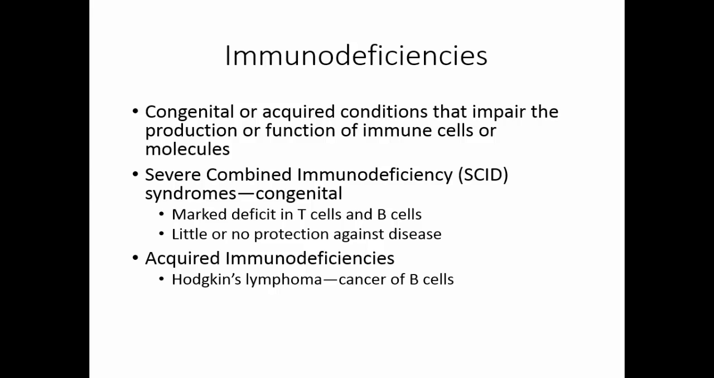Acquired immunodeficiencies occur when something invades the body and damages the immune system. Hodgkin's lymphoma is a cancer of the B cells. The B cells become unable to act because they are now cancerous. They even become a target of the immune system.